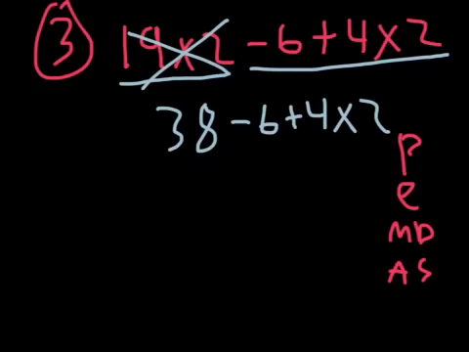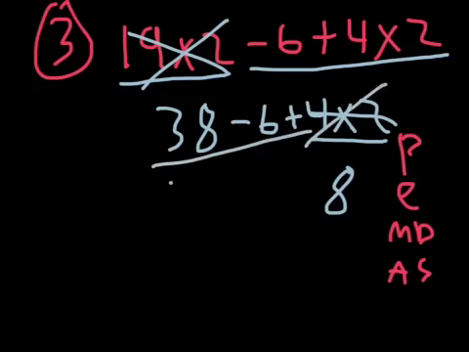Alright, so I'm going to run through my steps again. No parentheses. No exponents, no multiplication or division. Oh, wait a minute. Yes, we have some multiplication here. 4 times, that is a 2. 4 times 2 is 8. So I use that. And I'm going to write everything else down as is. 38 minus 6 plus 8. Okay. And now, from there, I'm going to continue on with my steps.